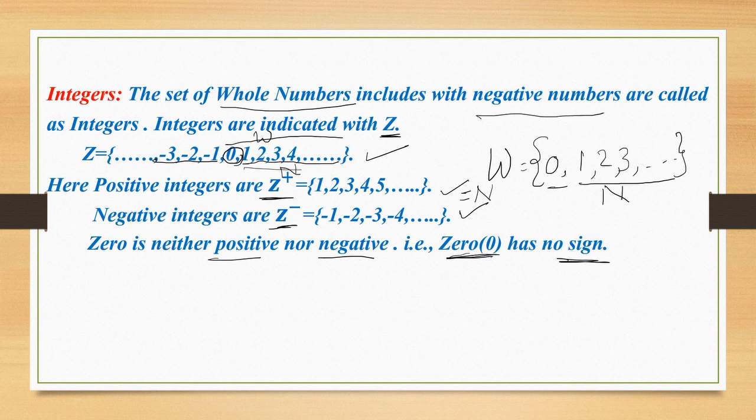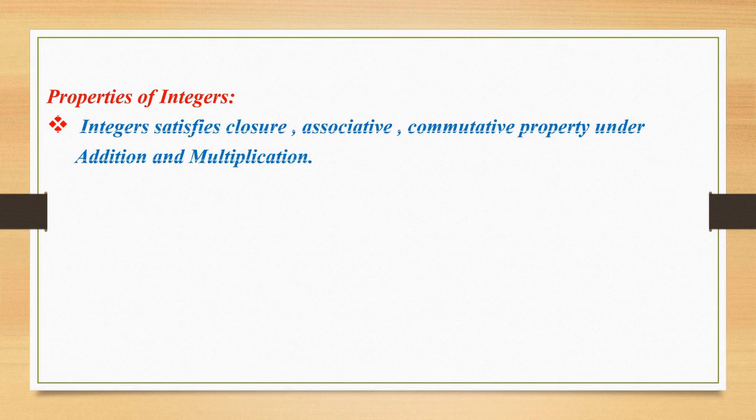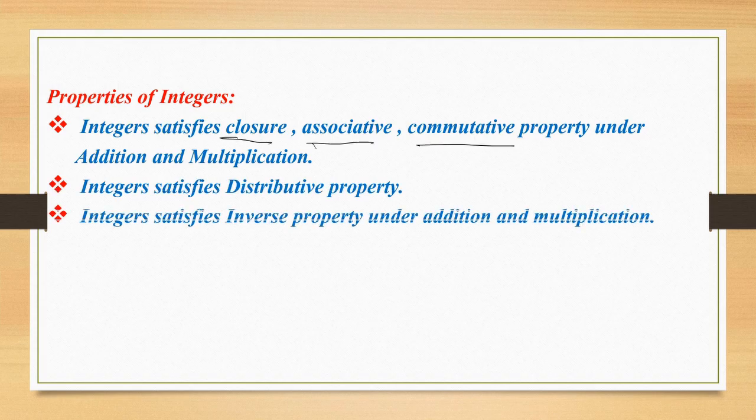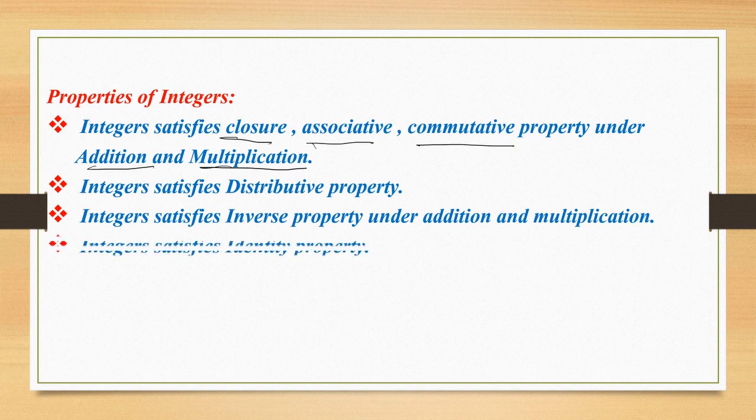Next we discuss the properties of integers. The first property is that integers satisfy the closure, associative, and commutative properties under addition and multiplication. Already we know what is meant by the closure property, the associative property, and the commutative property from the previous video. Integers also satisfy the closure, associative, and commutative properties under addition and multiplication.